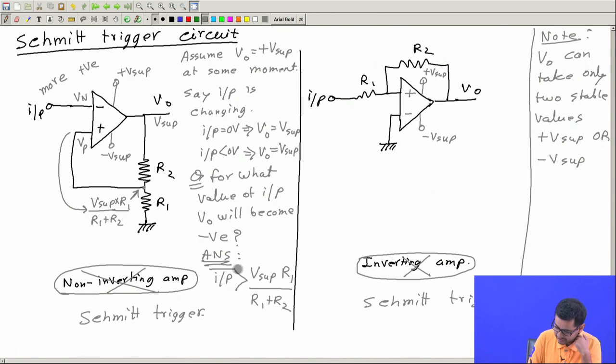So this is the rule: if the input is greater than this value, this is a positive number, because V supply is right now, the output is positive. So a positive value is coming here. Now, if I make the input more positive than this, that means Vn more positive than Vp, then the output will switch immediately from a positive value to negative value, right? So this is the boundary or transition value. If you make the input beyond this, more positive than this, the output will become negative.